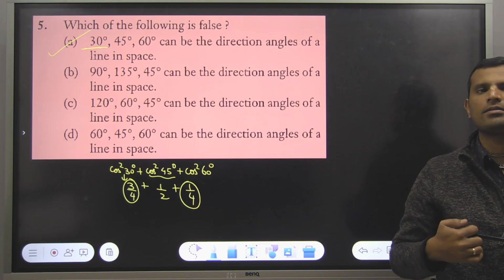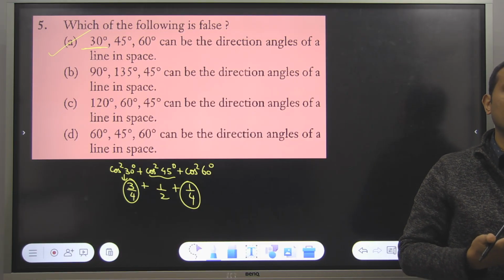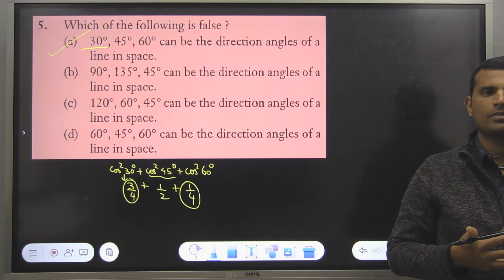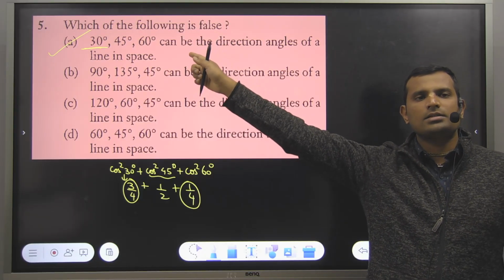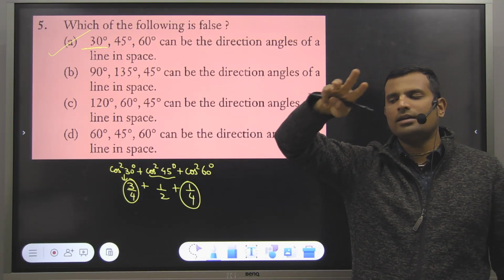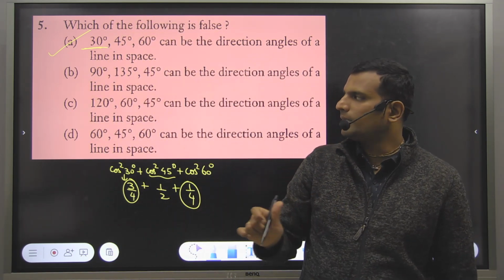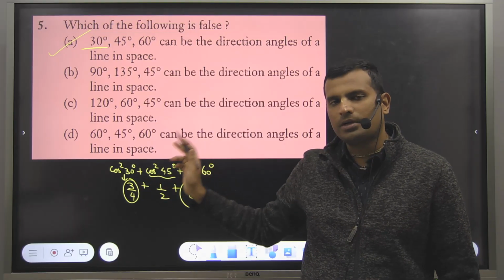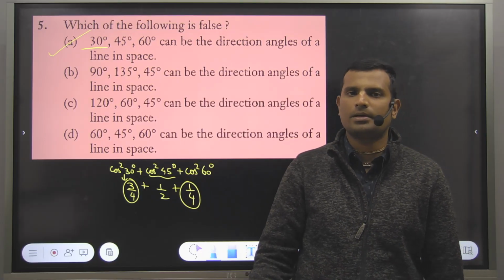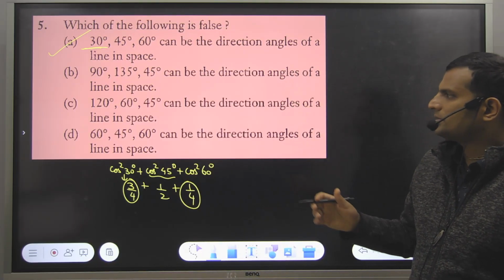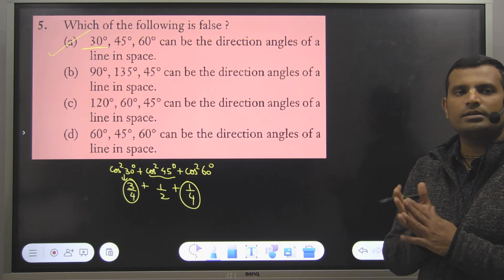Rani Bennur girls, Savita ma'am's classroom, only one classroom we have today, correct? Are you all following? Yes, sir. Okay, so what is the logic here? Whenever they give three angles and ask whether a line can make these three angles in space or not, what should you check? Check cos square alpha plus cos square beta plus cos square gamma, whether it is equal to 1 or not. Understood, students? Can we proceed?